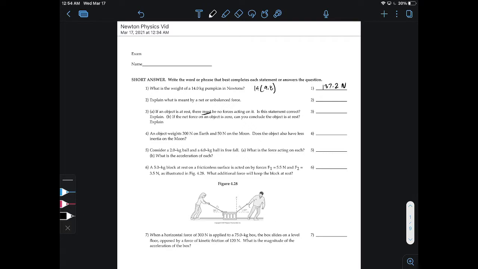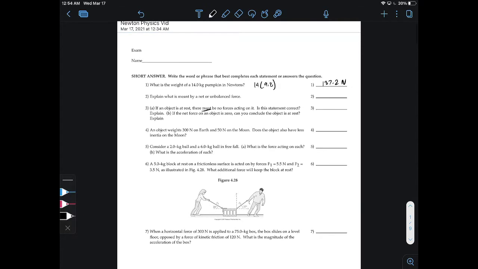Now, let's do a problem. Okay, quickly we'll look at 5. So consider a 2-kilogram ball and a 6-kilogram ball in free fall. What is the force acting on each? So on both we have gravity, and we would just do 2 times 9.8 and 6 times 9.8 to get those values. I'm not going to calculate them. And the acceleration on each, what we know is that the mass of the ball doesn't actually influence the acceleration. It's going to be a constant 9.8 because of gravity. That is the answer there.